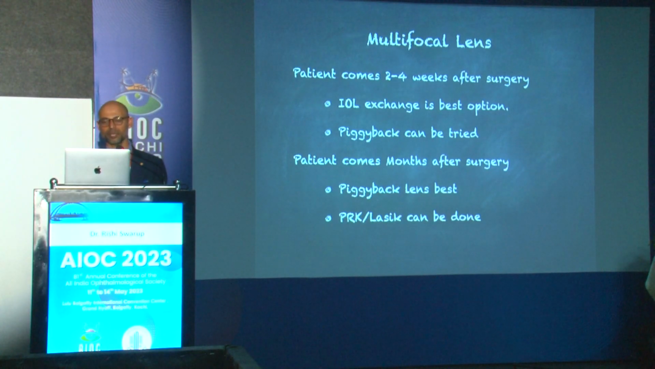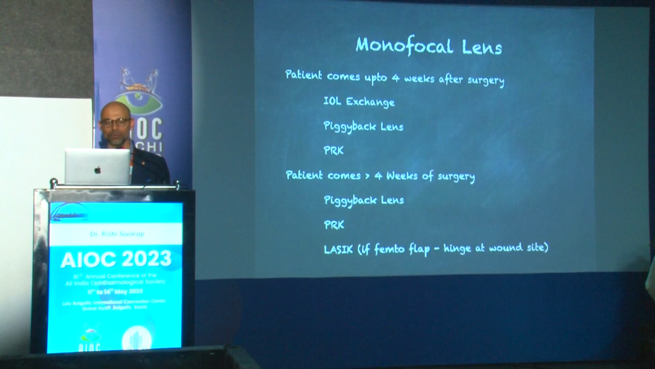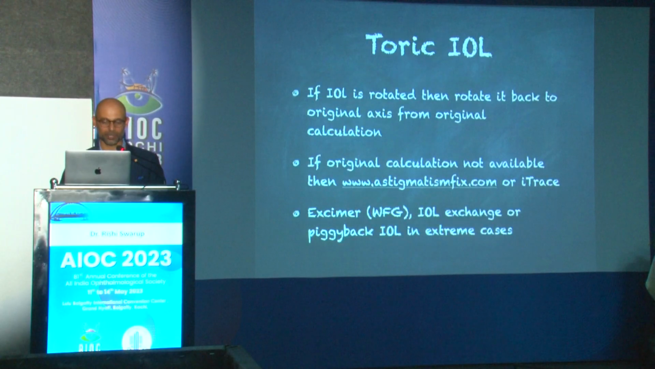If it's a multifocal lens, patient has come 2 to 4 weeks after surgery, it may be good to just exchange the lens, but piggyback is also not a bad option. If the patient has come very late, then better to go for a piggyback or a surface treatment on the cornea. If it's a monofocal lens, up to 4 weeks, we could do any of these options. But after 4 weeks, again, you don't want to really change the lens: piggyback, a surface ablation or a LASIK. If you're doing a LASIK, make sure if you're doing a femto flap, the hinge is at the wound site. Otherwise, you'll end up with a problem in the flap.